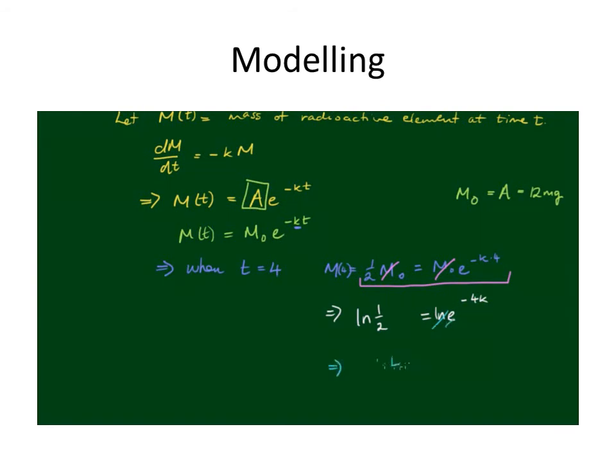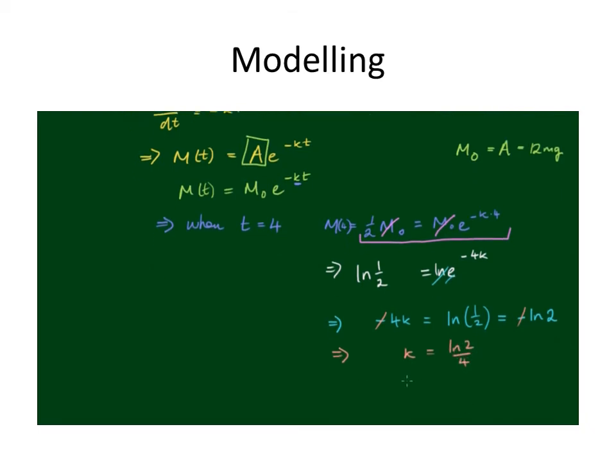So we have negative 4k equals log of a half. Now the natural log of a half, if we simply follow our logarithmic laws, is negative the natural log of 2. So we have a negative on the left and a negative on the right, and these cancel, giving us k then is equal to log of 2 divided by 4. And you'll find this is generally how we work out k given a half-life.